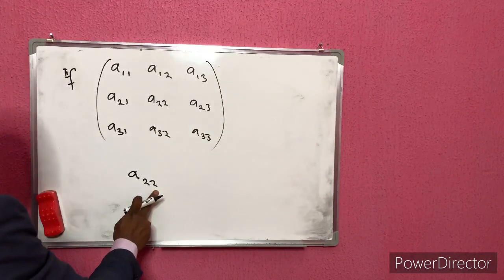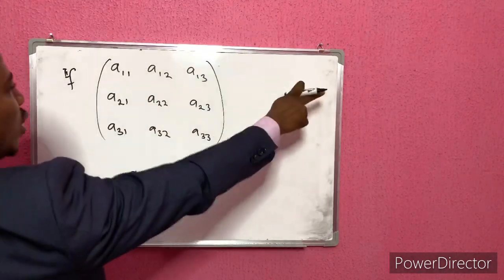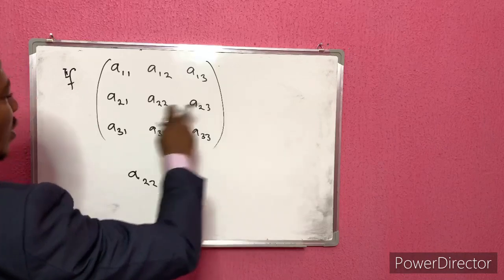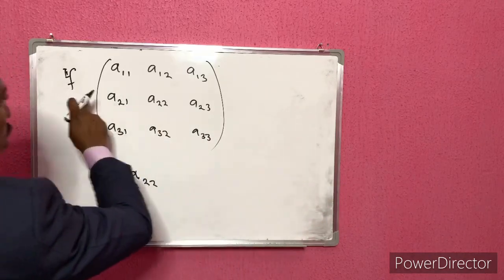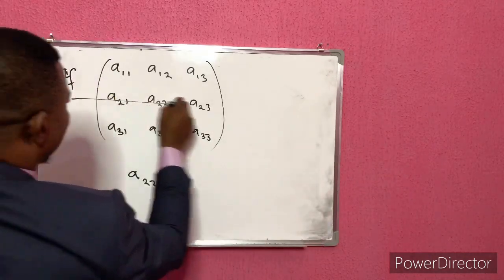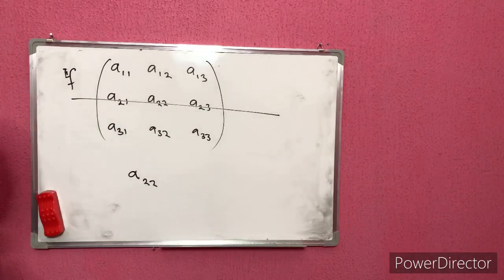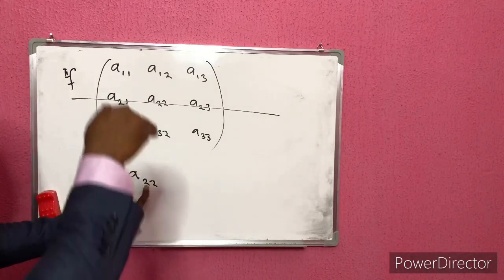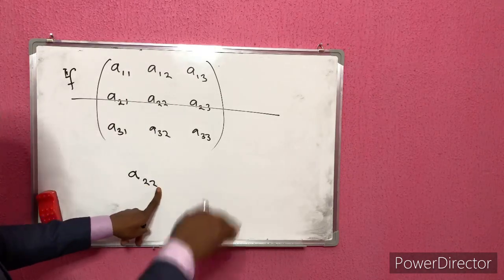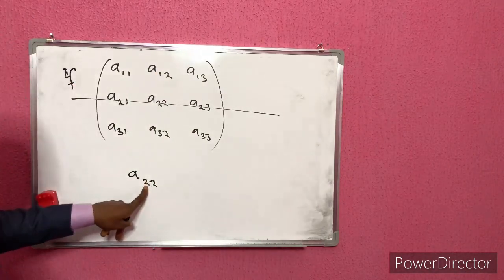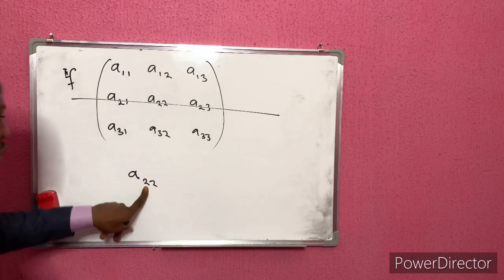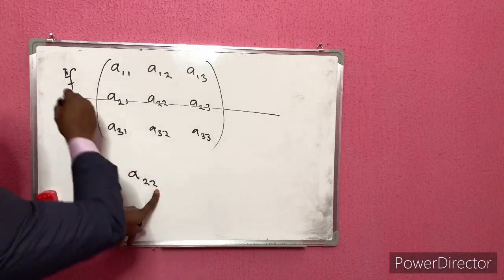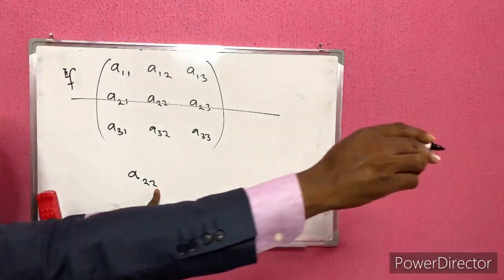Where is row 2 and column 2? This is first row, this is second row, this is third row. So row 2 is on this line. Row 2. The first 2 is the row, second 2 is the column. This shows that this element in particular is in row 2 and column 2. This is row 2. I have used a straight line to show it.